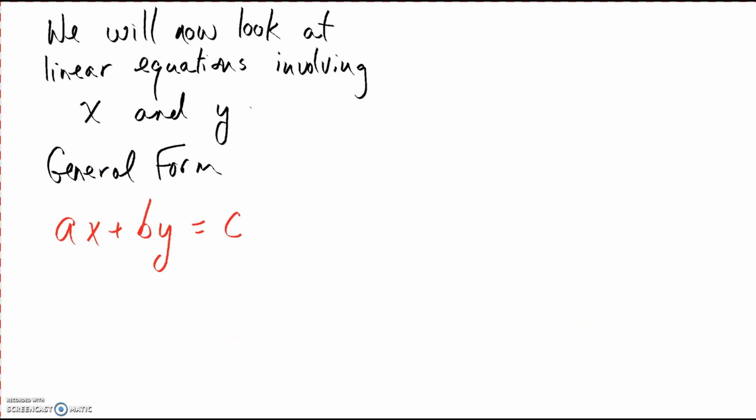Okay, we will now look at linear equations involving x and y in their equation. The general form of a line is ax plus by equals c, and this is a multiple of x plus a multiple of y equals a constant. And this x and y together are ordered pairs that are points on the line. And there are actually an infinite number of values that will satisfy every linear equation, because you can always pair up a y with every x for each line.